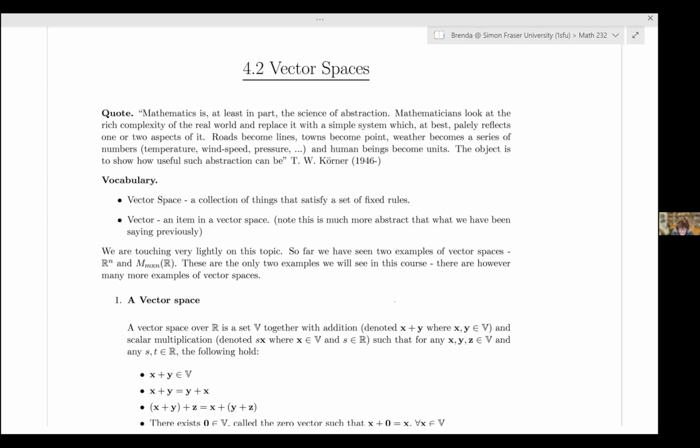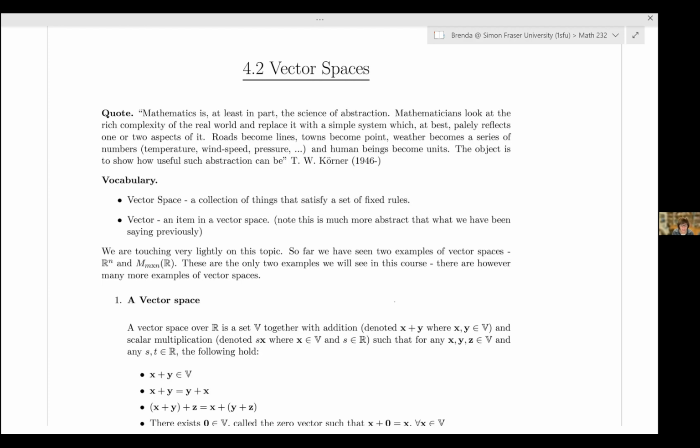Mathematics is at least in part the science of abstraction. Mathematicians look at the rich complexity of the real world and replace it with a simple system, which at best palely reflects one or two aspects of it. Roads become lines, towns become points, weather becomes a series of numbers of temperature, wind speed, and pressure, and human beings become units. The object is to show how useful such abstraction can be. And that really is the total gist of this lecture here.